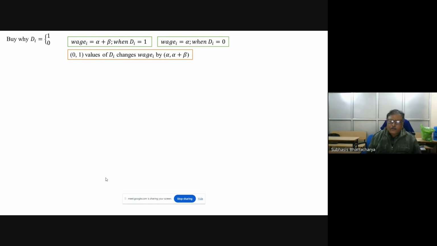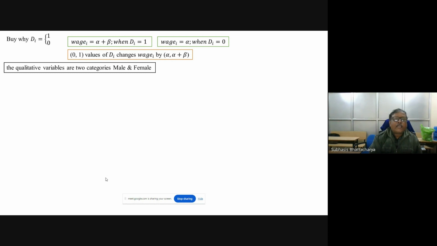And you know surely what alpha is. Alpha is the wage for the female, because Di is equal to 0. And alpha plus beta is the wage for the male category, for whom Di equals 1. I am not coming to that point yet, but this is the meaning. In this example there are two categories, male and female, but there may be more than two categories. How? Suppose I construct a regression like this: wage is equal to alpha plus beta into caste.